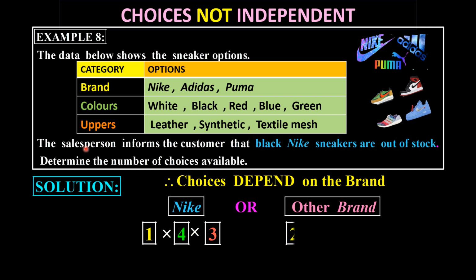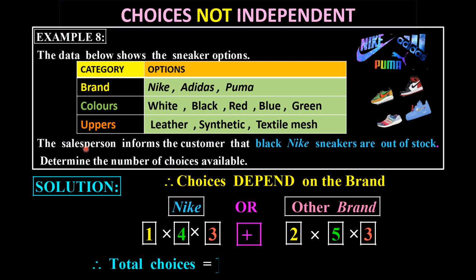Let's look at the other choice. For the other brand, there are 2 other brands, Adidas and Puma. And there's no restriction on colors, so we can have any of the 5 colors, and any of the 3 uppers. Again, we apply the product rule: 2 times 5 times 3 is 30. Because we're making a choice between Nike or the other brand, we're going to use the sum rule. So for Nike we said 12, and for the other brand we have 30, and adding that together gives us a total of 42.